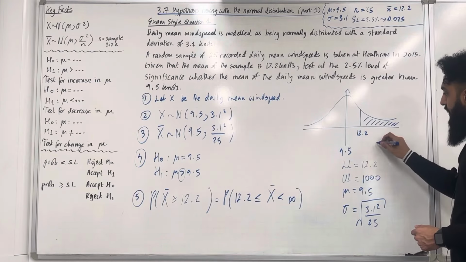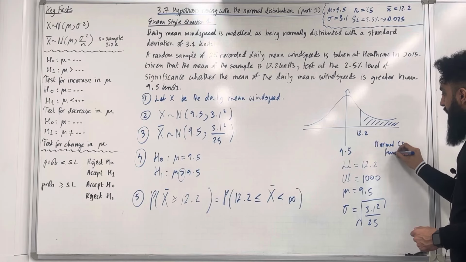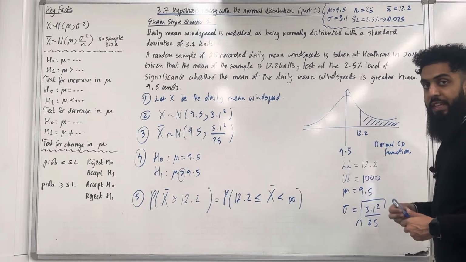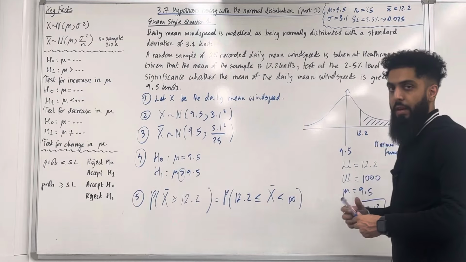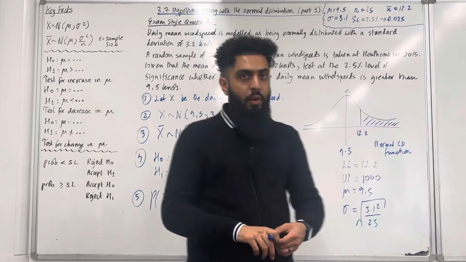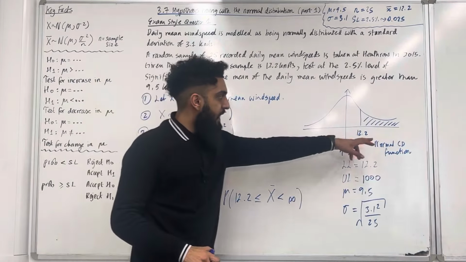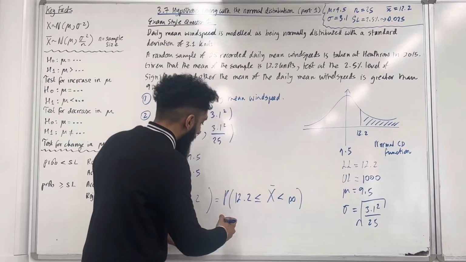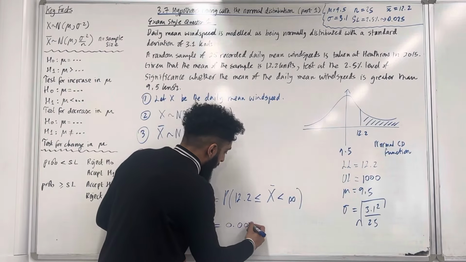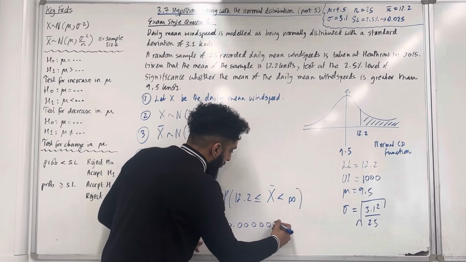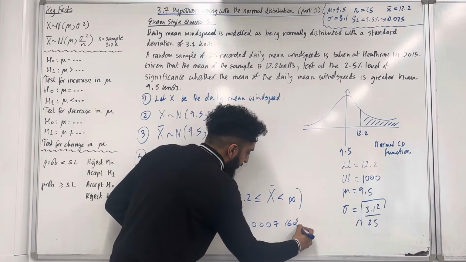Now we're going to use the normal CD function on our ClassWiz calculator and we're going to input these values in order to calculate this particular probability. So if I use my ClassWiz calculator and the normal CD function with these values, I get a probability which is equal to 0.000007 to 6 decimal places.